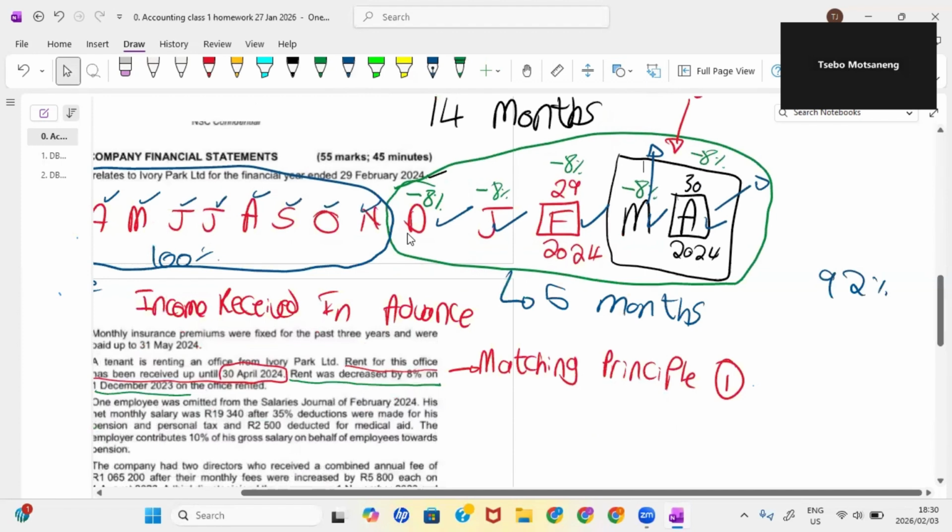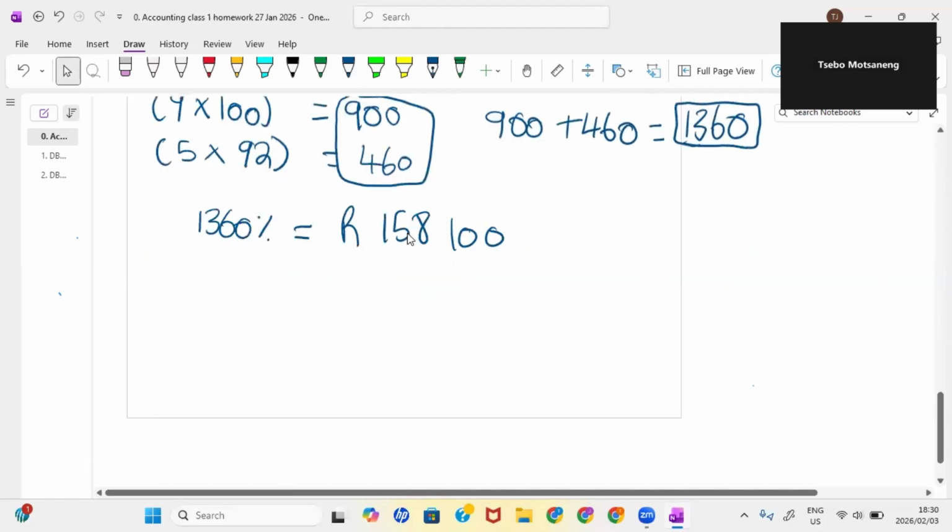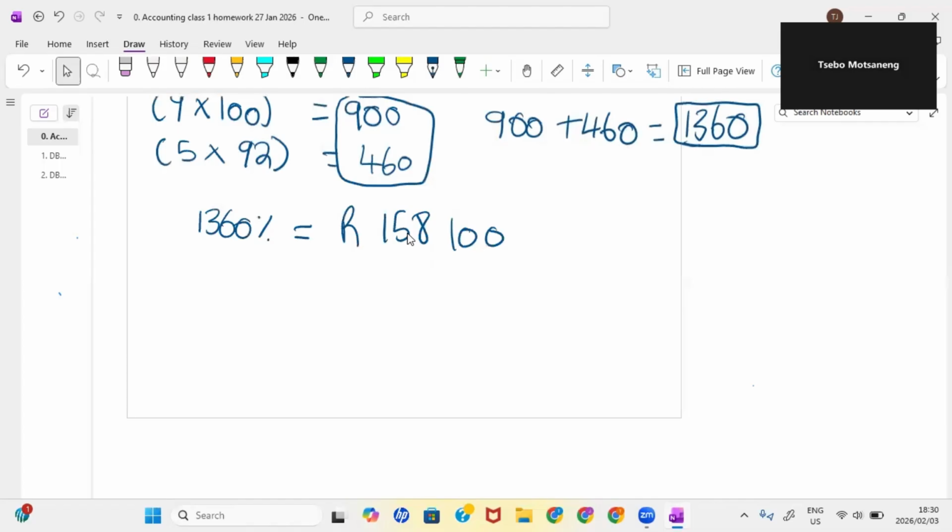There's a method that we use in accounting, which is what I want to follow. I'm sure most of you are aware of it: what I want over what I have. So that's what we're going to use. We'll say 158,100 multiplied by what I want. What I want is the 92%, because that's for 1 month after the decrease happened.